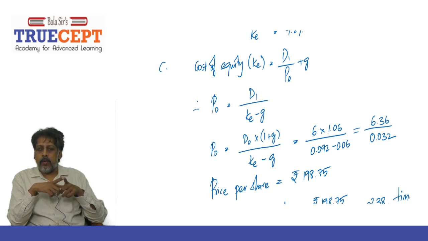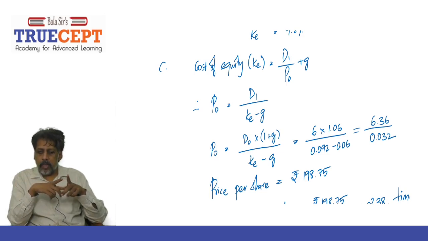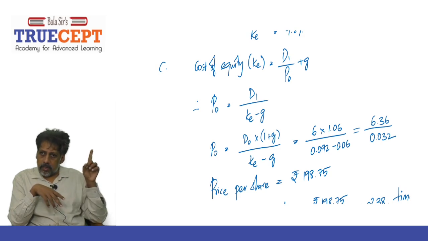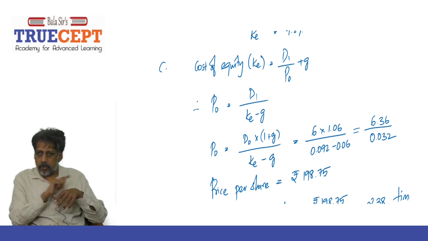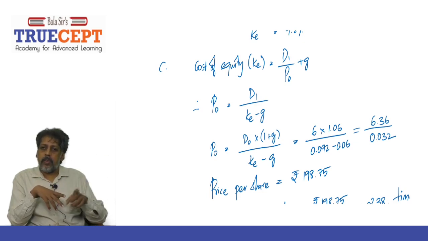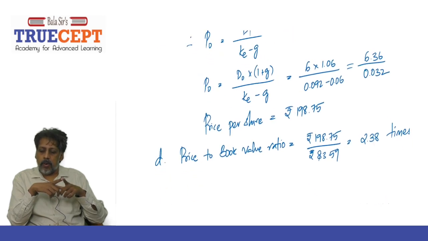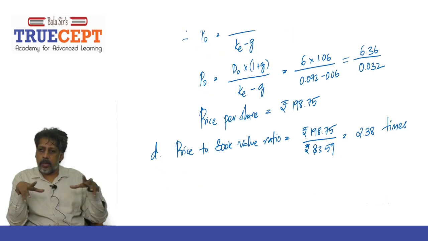D1 will be how much? 6 rupees into 1.06. How much do you get? It is 6.36 the numerator, 6 rupees and 36 paise, the expected dividends. D naught is 6 rupees, that into 1.06, the growth rate of 6%, divided by 0.092 minus 0.06. Now when I divide 6.36 by 0.032, I get rupees 198.75. That is supposed to be the current price of this particular share.